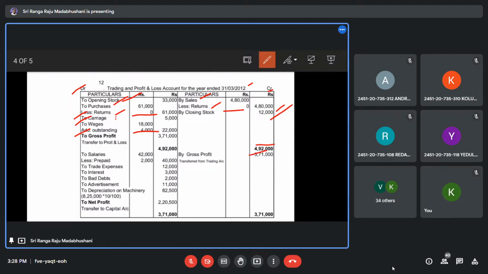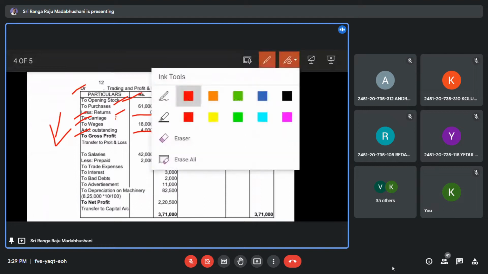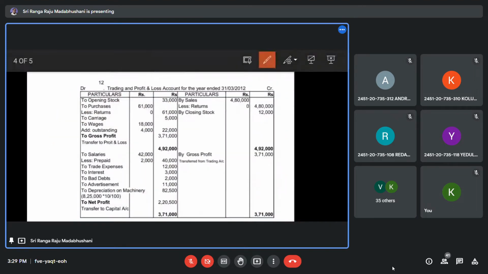Then we have to balance. The credit side is more, debit side is less. The difference is gross profit. 3,71,000 is gross profit. So this will be transferred to the next account, that is profit and loss account. So gross profit transferred from trading account, the same 3,71,000. Then in debit side, first we will start with salaries.